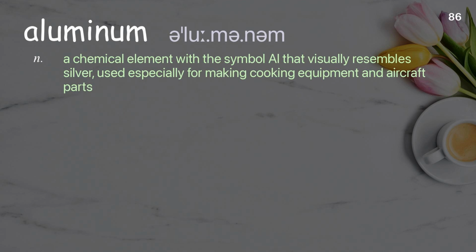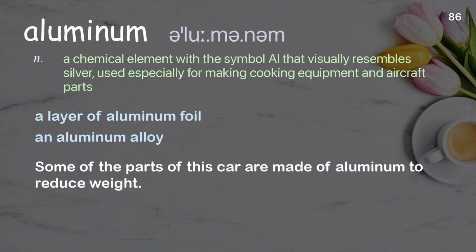Aluminum. A chemical element with the symbol Al that visually resembles silver, used especially for making cooking equipment and aircraft parts. Examples: A layer of aluminum foil, an aluminum alloy. Some of the parts of this car are made of aluminum to reduce weight.